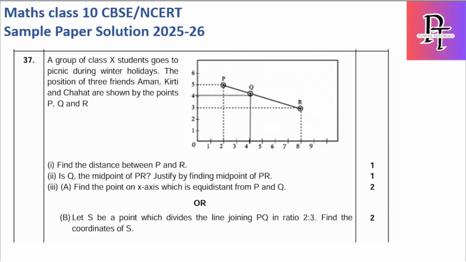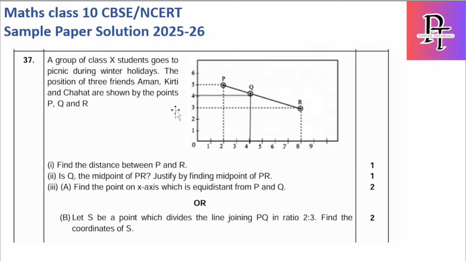So let's understand the question first. It is saying that a group of class 10 students goes to a picnic during winter holidays. The positions of 3 friends Aman, Kriti and Chahat are shown by the points P, Q and R. Then they are asking you, 1, find the distance between P and R. We have 3 points here, P, Q and R. Let's find out what the points are first.